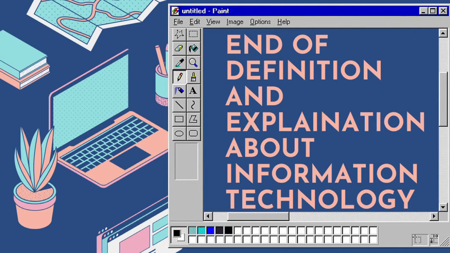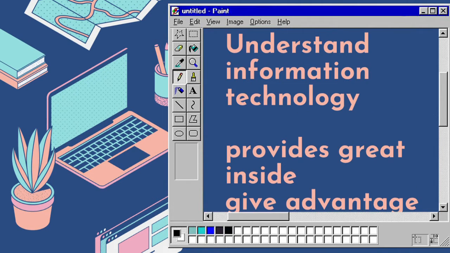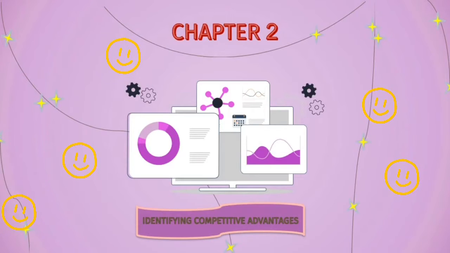We already know what is information technology, especially in business. Information technology actually gives great insight and advantage in business. To be successful in business, you must understand and use information technology in your business operation. Now, we can move to another chapter on identifying competitive advantages.